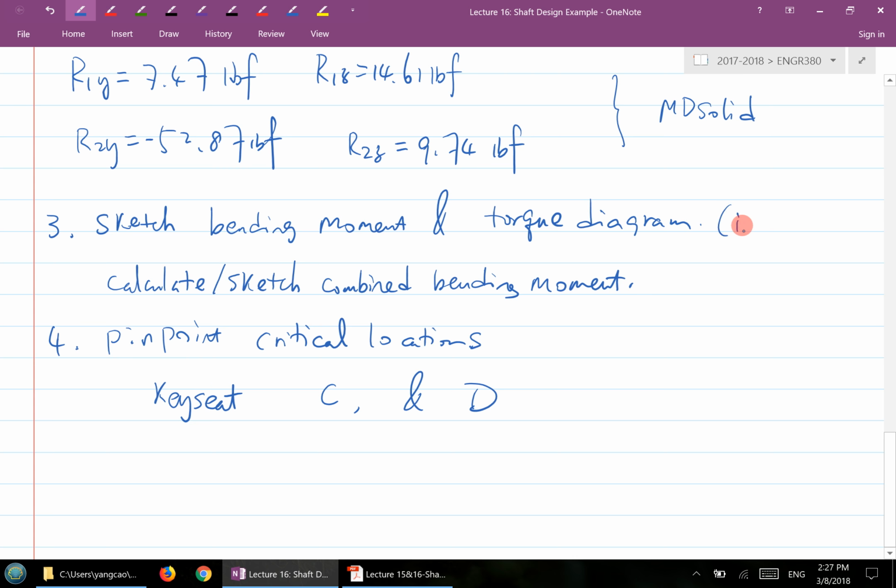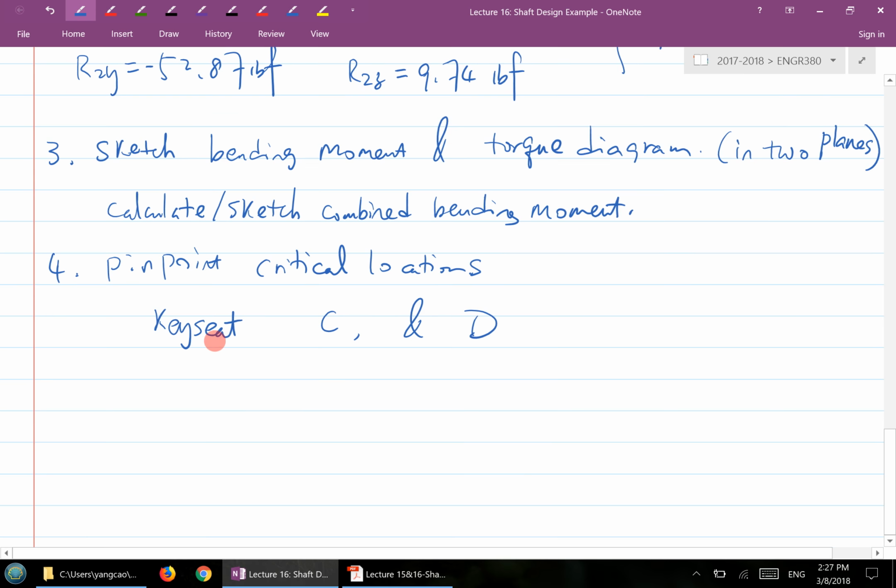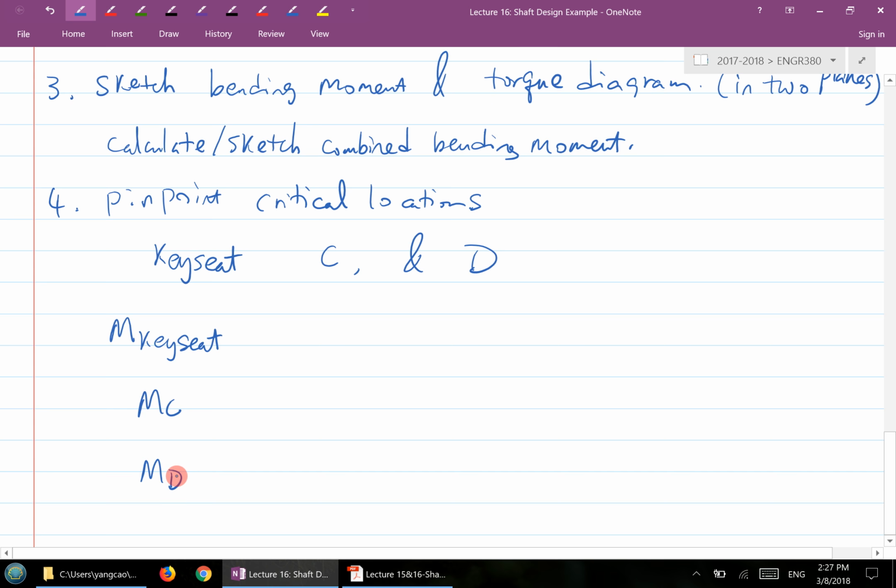So the first one here is in two planes. Okay, this is in two planes, so it has to be combined before you can calculate. For example, I decided to analyze the K seat, the C, and the D location. So what we need to know is the bending moment at the K seat location, the bending moment at the C location, and the bending moment at the D location. Now the value over here should be the combined bending moment. Okay, should be the combined one.